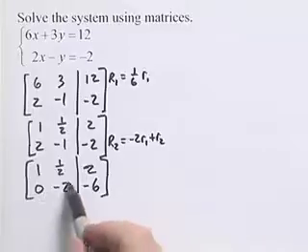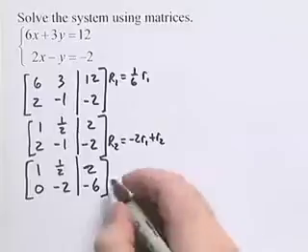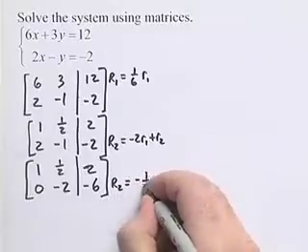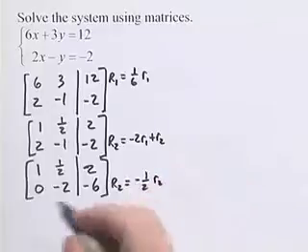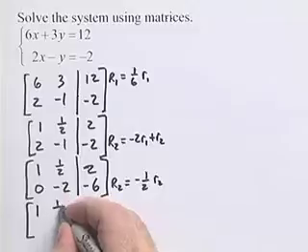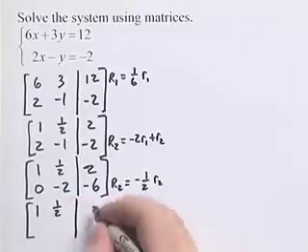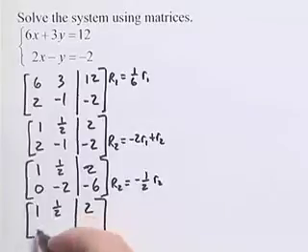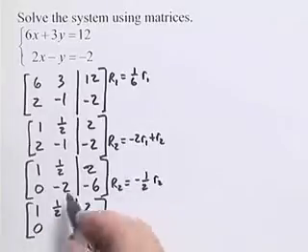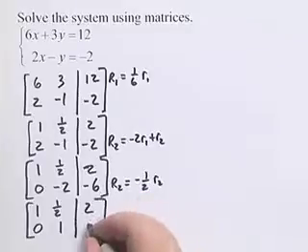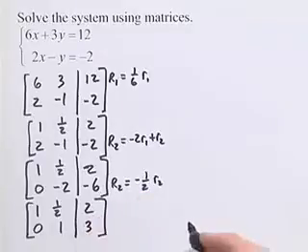The last thing I'd like to do is get a 1 on the diagonal in the 2, 2 entry, so right here. To do that, I'm going to let row 2 equal a negative 1/2 times my current row 2. I'm not changing my first row, so I'll rewrite that: 1, 1/2, 2. And then negative 1/2 times 0 is still 0. Negative 1/2 times negative 2 is 1. And negative 1/2 times negative 6 is positive 3.